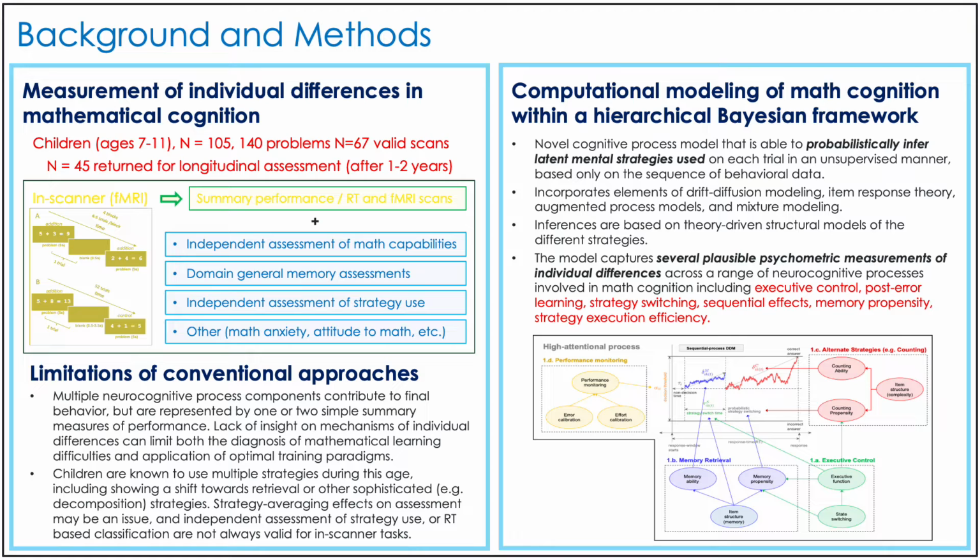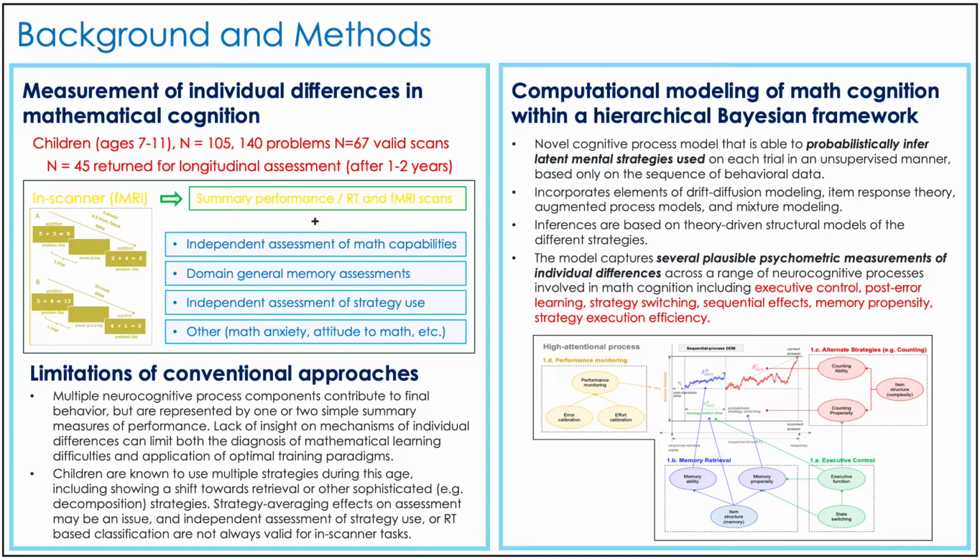And typically, these tasks are measured in terms of the accuracy levels or the speed of completion along with other independent assays. Some of the key limitations of this approach are that children often use a mixture of different strategies, and during such a critical developmental stage, there are multiple neurocognitive processes such as executive control, strategy selection, variances in the efficiency of execution, performance monitoring, sequential effects, and even post-error learning. And if we are unable to capture all of these wide-ranging measures of individual differences, this can lead to a lot of confounding of the final behavioral patterns observed.